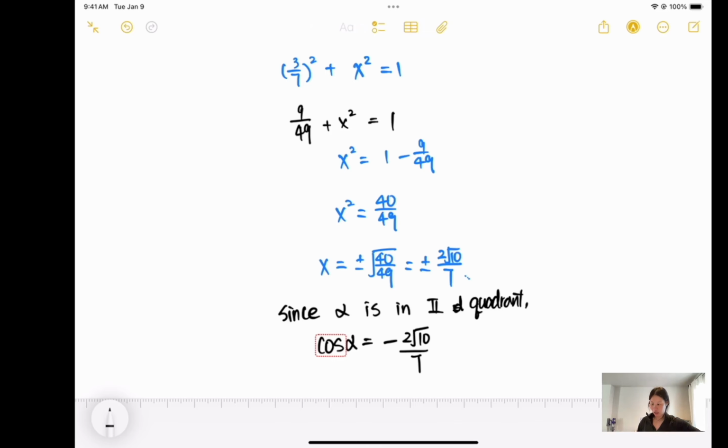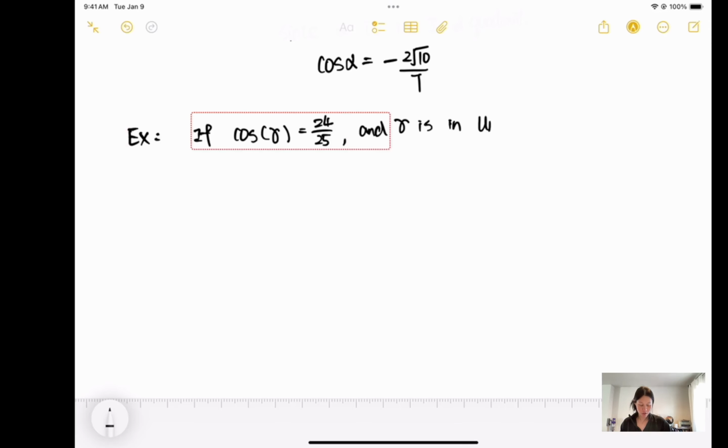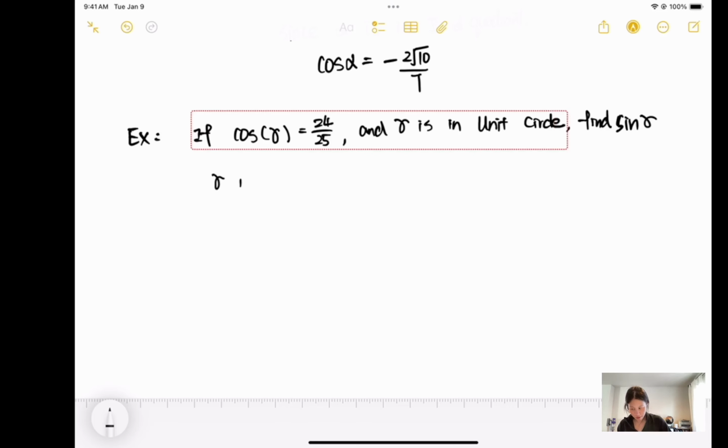Next exercise. If cosine gamma is equal to 24/25 and gamma is in a unit circle, find sine gamma. Also, gamma is in the fourth quadrant.